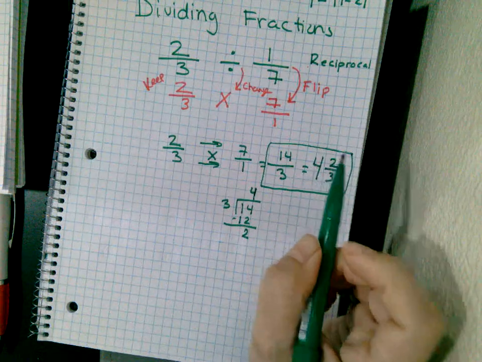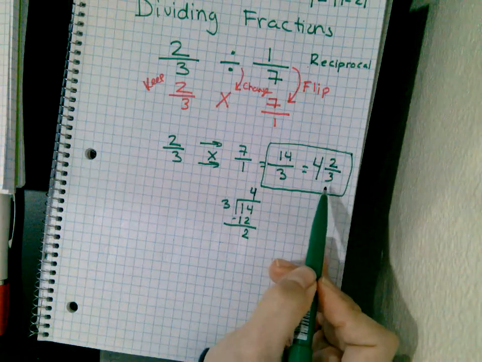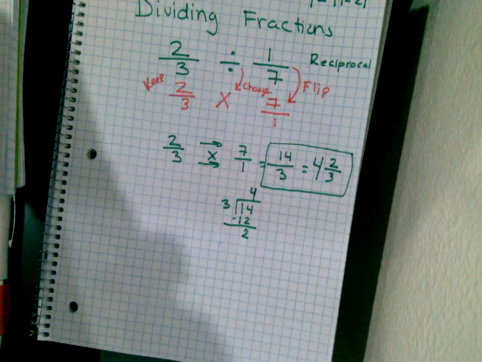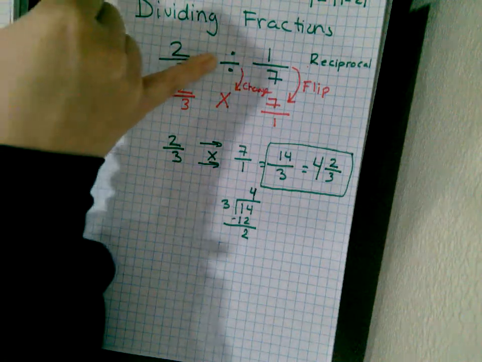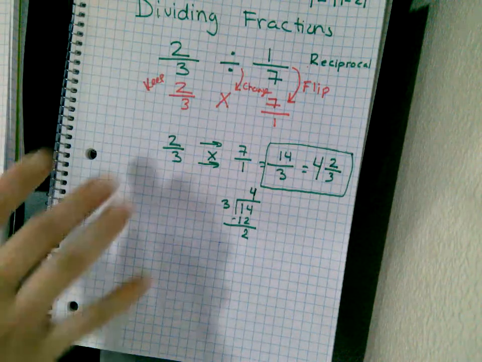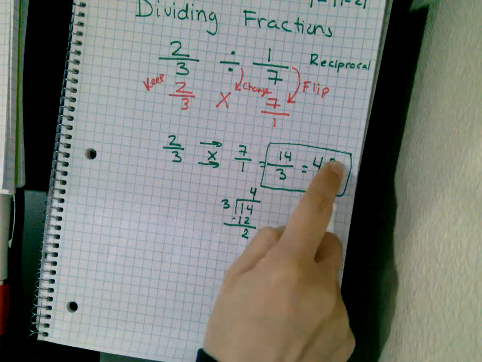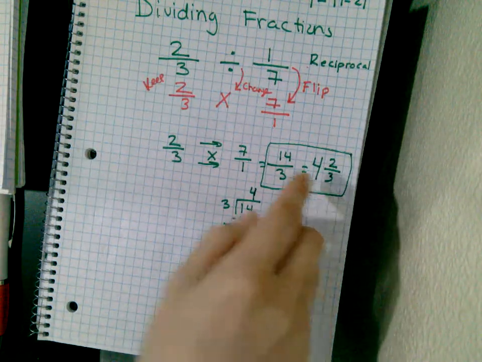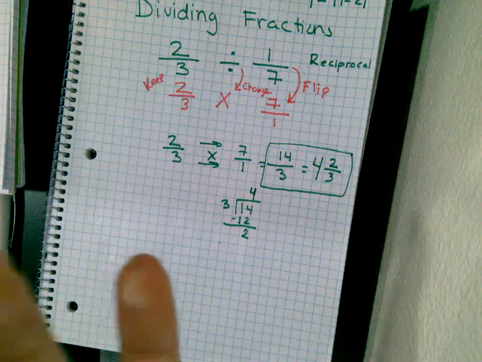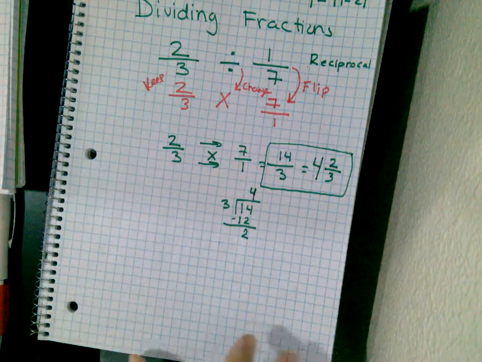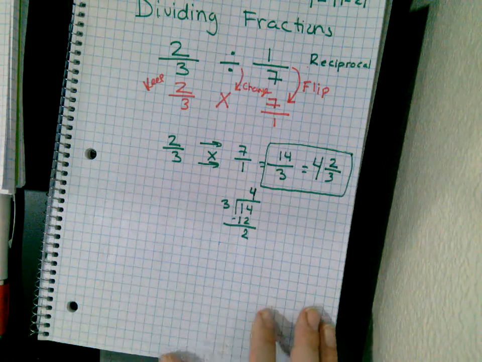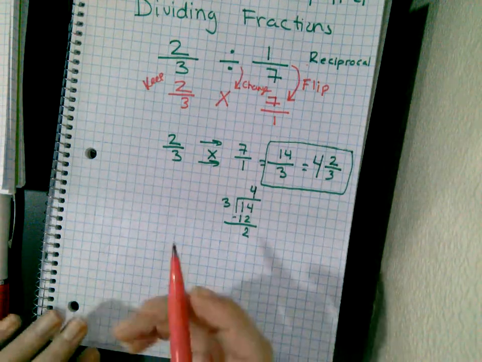The answer that's going to give you points is the very last answer. Okay, so the problem we began with is 2/3 divided by 1/7. The answer to that is really 4 2/3. Okay, instead of dividing, we actually multiply. All right, are we okay so far? Let's do another problem.